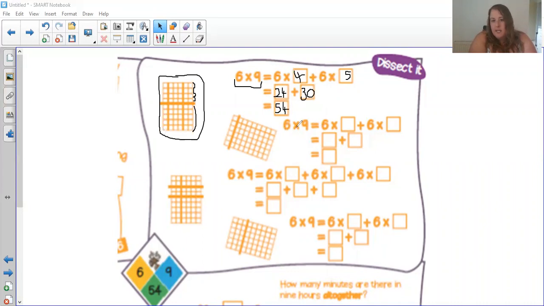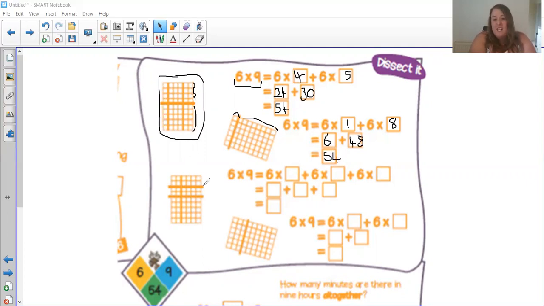Okay, next one then. So 6 times 9 again is the same this time as 6 times 1, adding 6 times 8. So 6 times 1 is 6. 6 times 8 is 48. Add those together and you get your 54. Marvellous, speeding through these now.